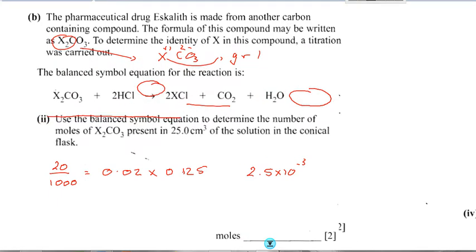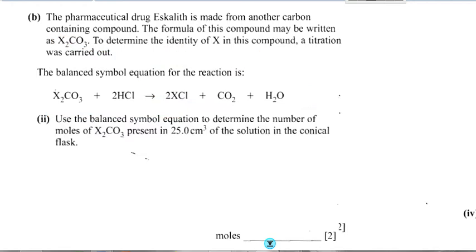So we've 2.5 times 10 to the -3. Using the balanced equation to determine the number of moles of the metal carbonate in the 25 cc's. Well, the moles of the acid was 0.0025, or 2.5 times 10 to the -3. The ratio here is 2 to 1, so we simply take that number of moles and divide it by 2, which gives us 0.00125, or 1.25 times 10 to the -3.